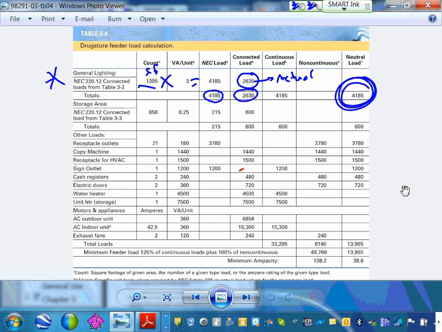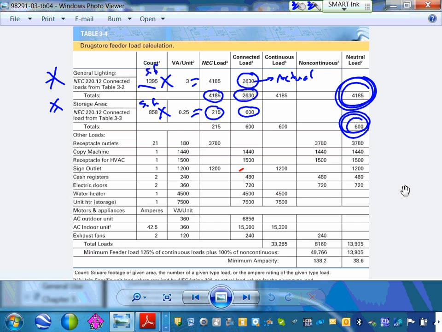Underneath it, the storage area. We have a storage area. The same thing, guys. Here's your square foot. Multiply by this, equal this. Here's the connected. Here's the actual. Which one is the largest? In this case, the actual is larger, so we use the actual. You choose the larger of the two. All right, go. So then you add them up, basically.